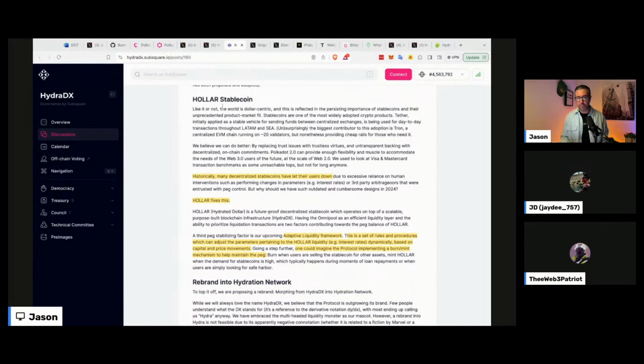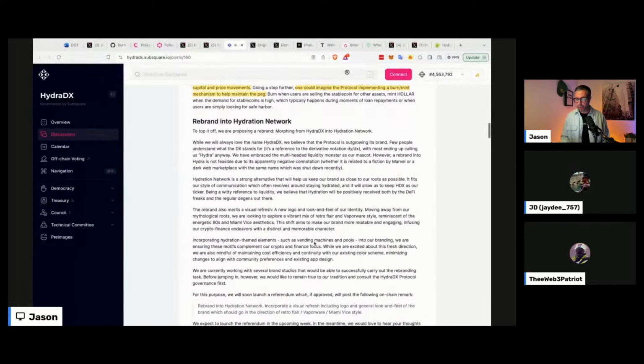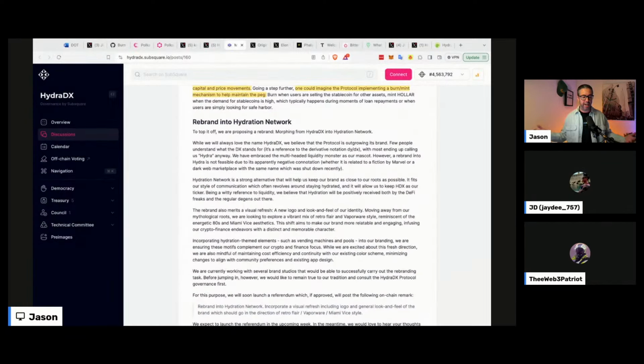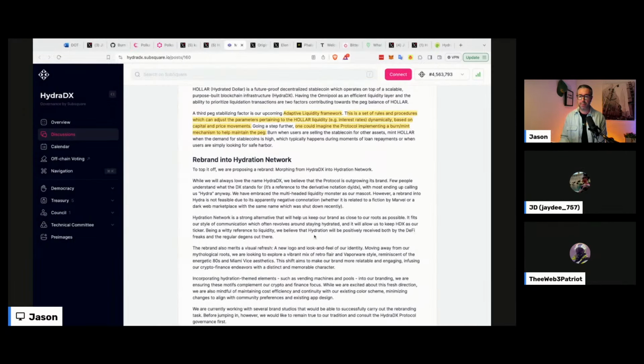I don't know how familiar you are with this. I read through it. It's exciting. Hydra's obviously very popular within this ecosystem, and they do a lot of things. I know you've used Hydra, either for swapping, lending, yield farming, whatever it is. But do you know much about this stablecoin and what they're trying to do here?